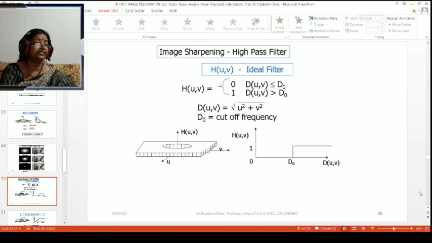Now the ideal high pass filter, as compared to the low pass filters. Here h of UV is equal to 0 if d of UV is less than or equal to d naught, and 1 if d of UV is greater than d naught. D of UV is equal to the square root of u square plus v square, where d naught is the cutoff frequency. It is the opposite of the ideal low pass filter, which allows the low frequencies. Here it rejects those frequencies and allows the other frequencies. This is a perspective plot as well as the cross-sectional view of the ideal high pass filter.